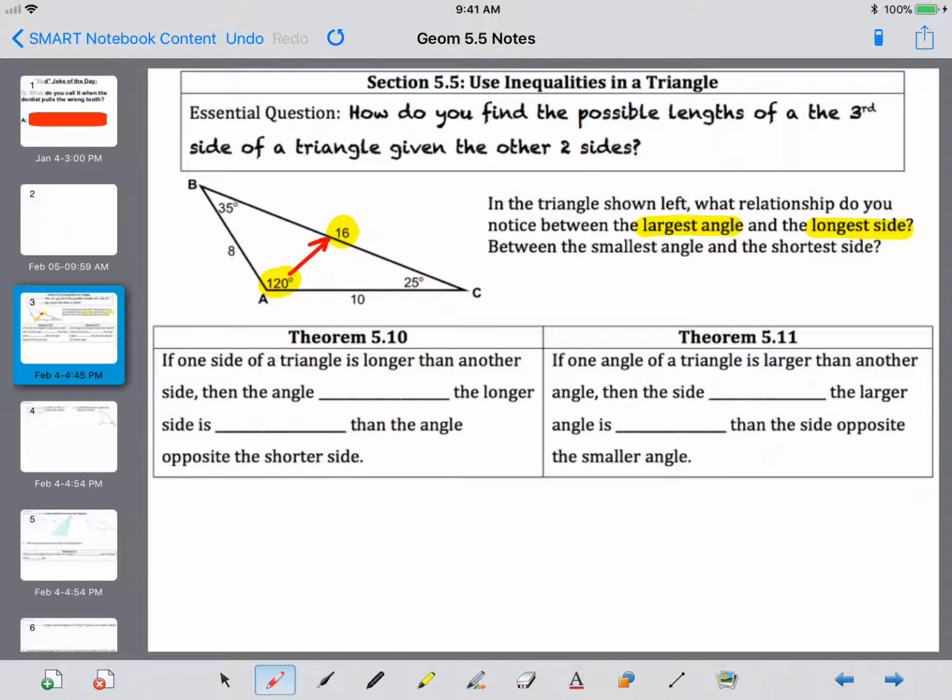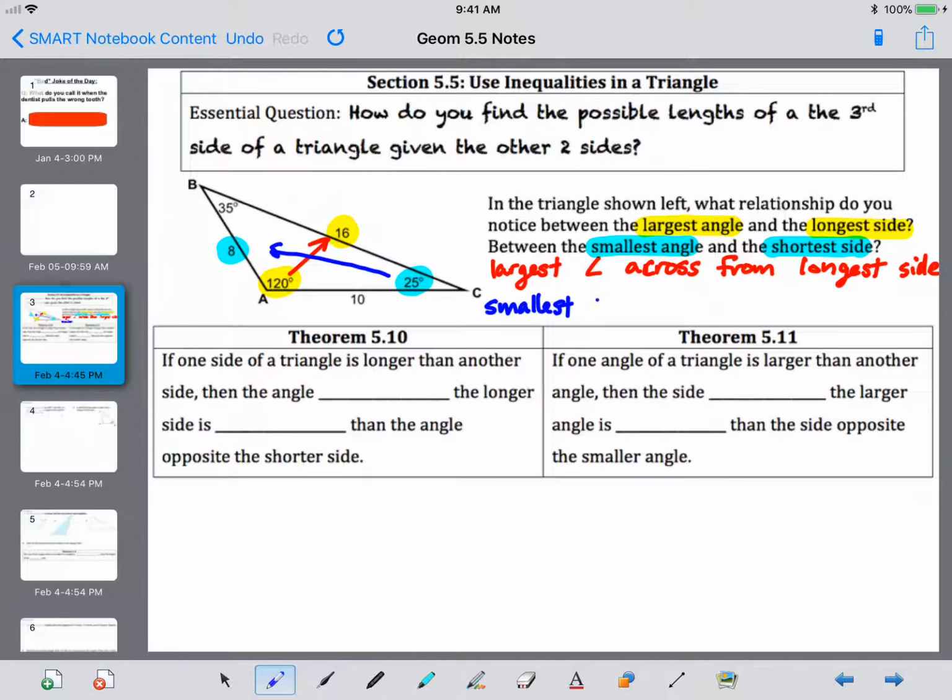All right, and now let's look at if we can see a relationship between the smallest angle and the shortest side. So I notice my smallest angle is 25 degrees, the shortest side is 8. And again, I can see that it's across from the shortest side. So the smallest angle is across from the shortest side.